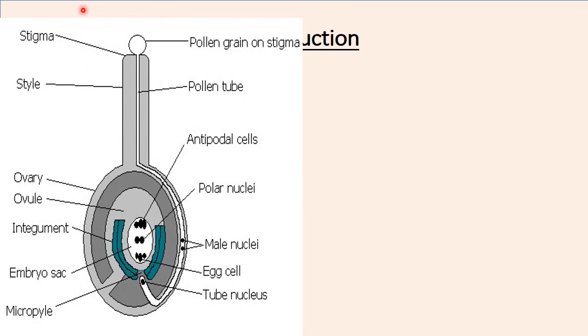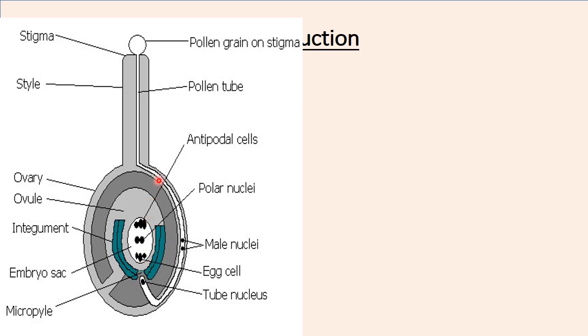So this is the pollen grain here, which has developed the pollen tube. This pollen tube has grown, and when it reaches here, the tube nucleus, the one that makes the pollen tube grow, is going to degenerate. So when it degenerates, what's going to happen? By the way, this is the micropyle where the tube nucleus reaches.